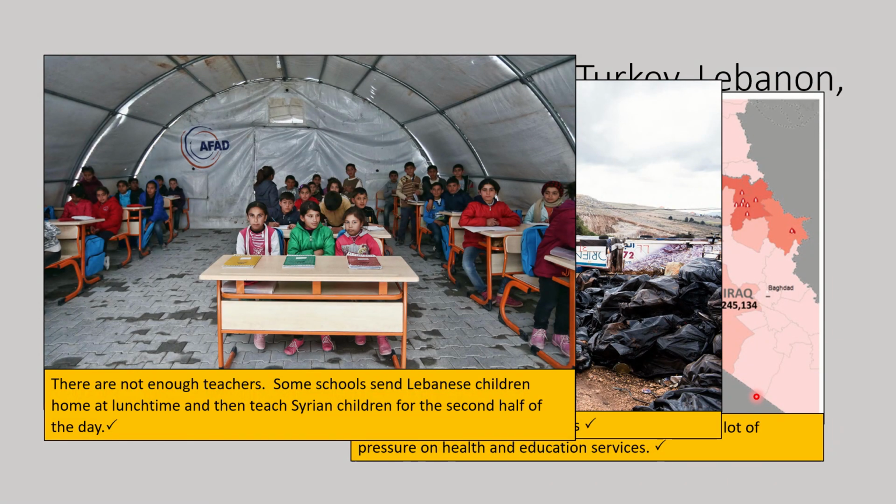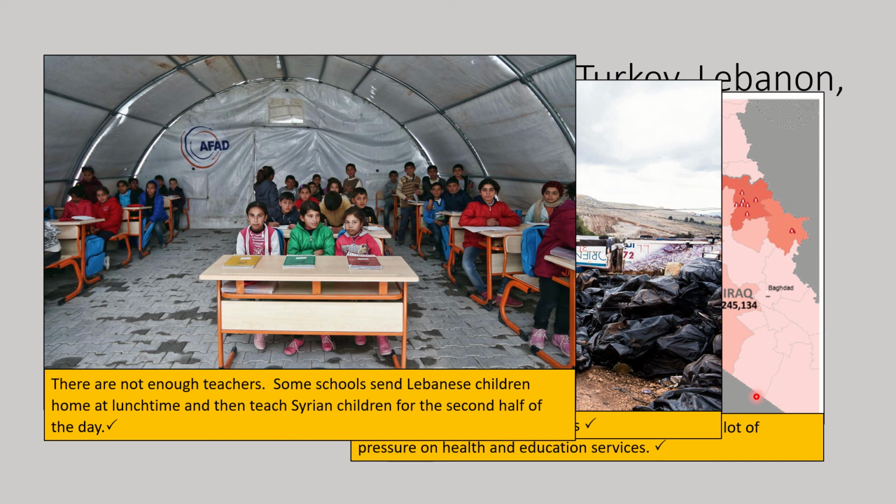This is an example of the kind of schooling that's set up for refugee children. You can see it's basically a tent. Even though this is in the Middle East, temperatures are not always warm, I should hasten to add, and I can imagine it would be really uncomfortable for those kids.